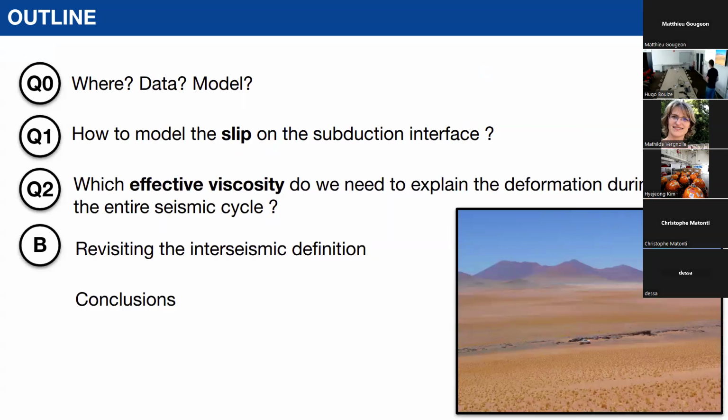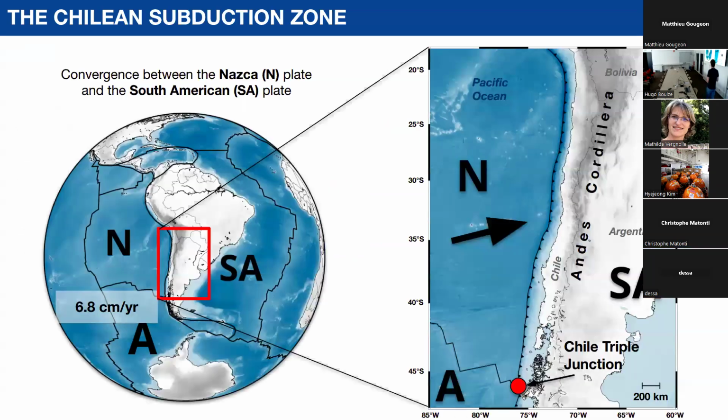So before diving into these two questions, the first one is: where are we conducting this study, what kind of data are we using, and what kind of model are we using? My work focuses mainly on the Chilean subduction zone, where you have the convergence of two plates, the Nazca plate beneath the South America plate, at a convergence rate of about 6.8 centimeters per year.